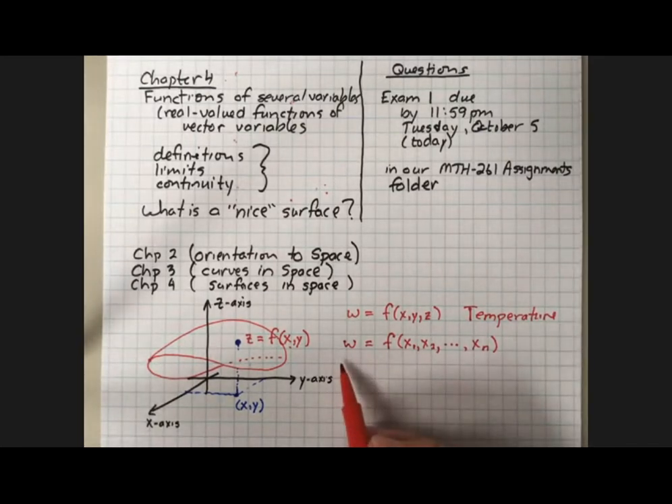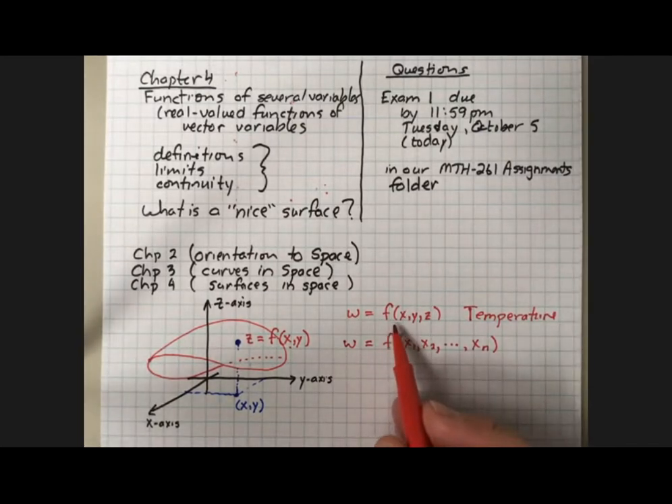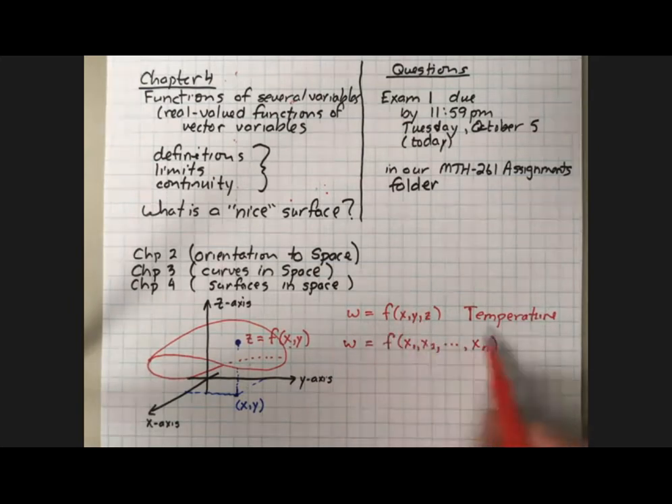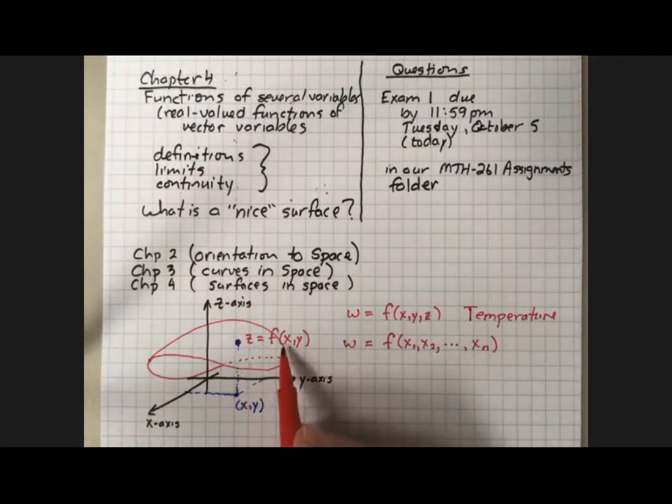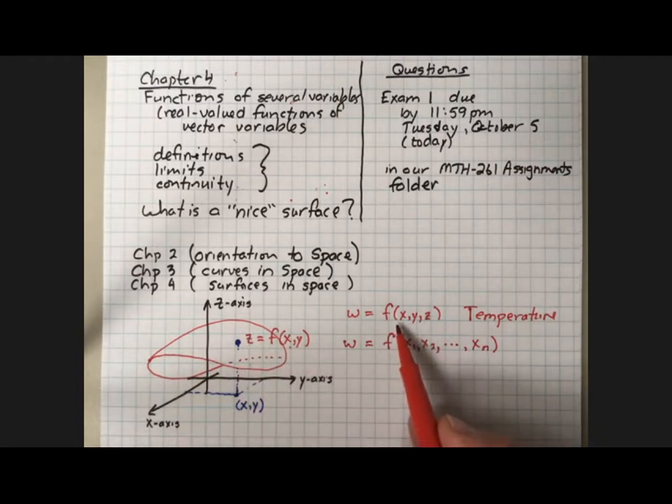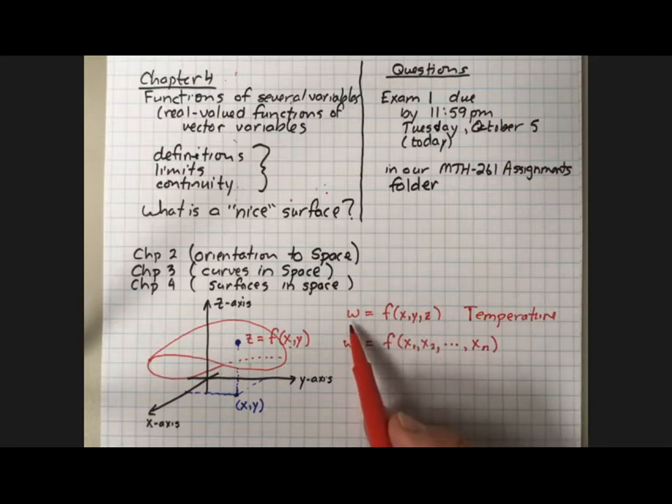What would a function look like with 3 variables of input and 1 variable of output? Well, like I said, it could be the temperature in the room you're in, but how do you graph temperature? To graph this function with 2 variables in, 1 variable out, I need 3-dimensional space. To graph this function with 3 variables in and 1 variable out, I need 4-dimensional space. I cannot draw easily in four-dimensional space.